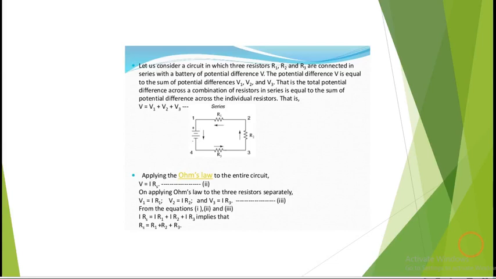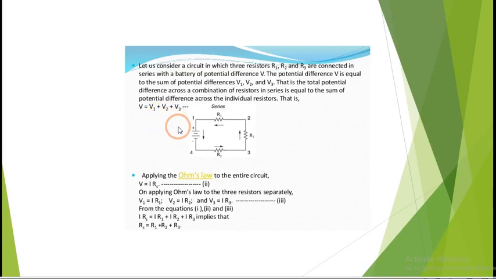For example, here we are going to consider a circuit in which three resistors R1, R2 and R3 are connected in series with the potential difference battery V. The potential difference V is equal to the sum of potential differences V1, V2 and V3. That is, the total potential difference across a combination of resistors in series is equal to the sum of potential differences across the individual resistors. That is, V is equal to V1 plus V2 plus V3.